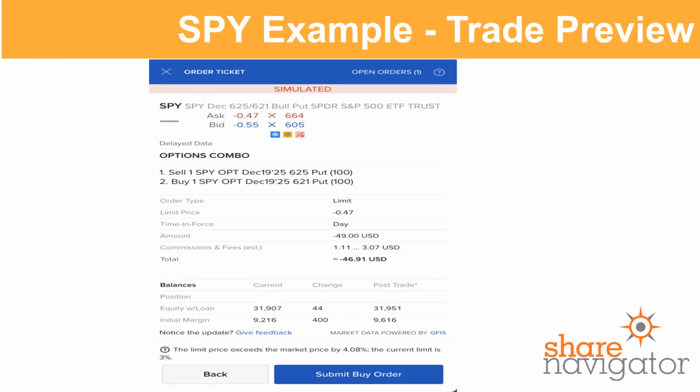So the trade preview is, again, just a last chance saloon really for you to check the trade. Are you sure you want to put this particular trade on? Have you got your amount of contracts correct? And then you're checking your margin. And for a bull put spread, the margin is negligible because the risk is defined. So if you're happy to go ahead with the trade, you just click on submit buy order.